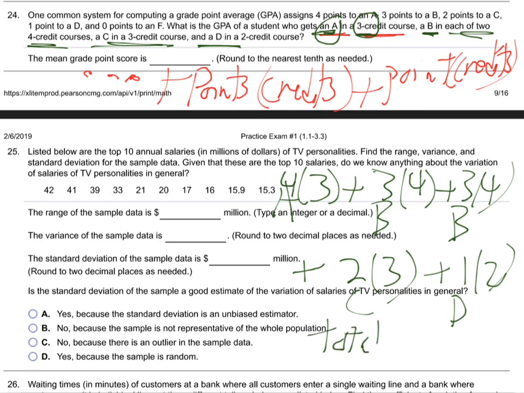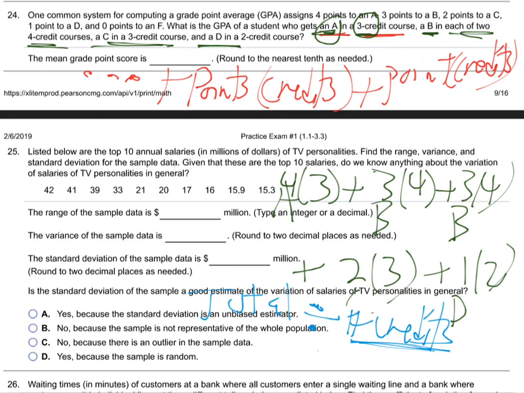Total divided by, in the end, I'll just say the total divided by the number of credits. Sorry, I don't have room. Does that make sense there?